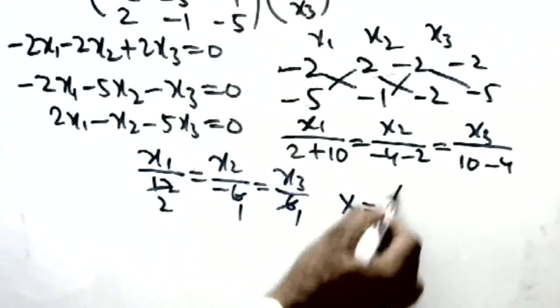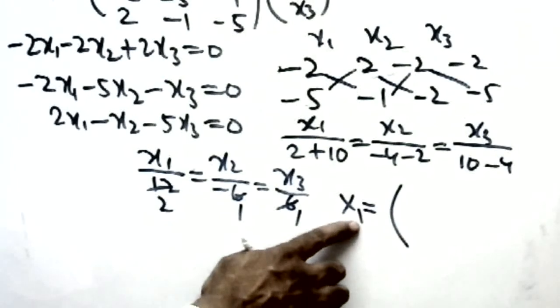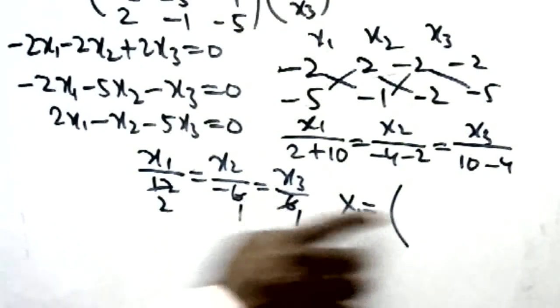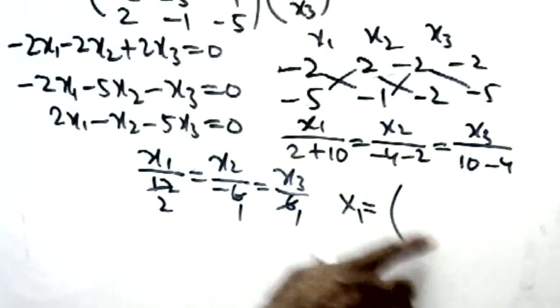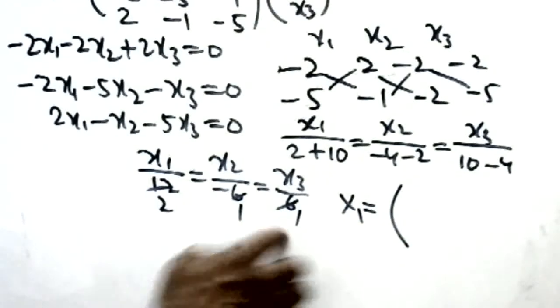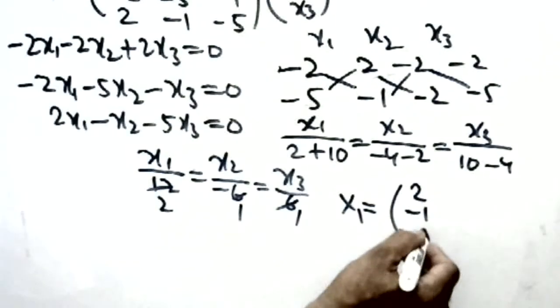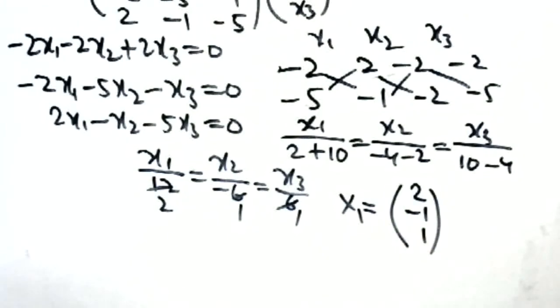We can have many values, we take one value. Let me take this value as one of the vectors. The first vector I am denoting by x1, equals 2, minus 1, 1. So this is the first vector: 2, minus 1, 1.